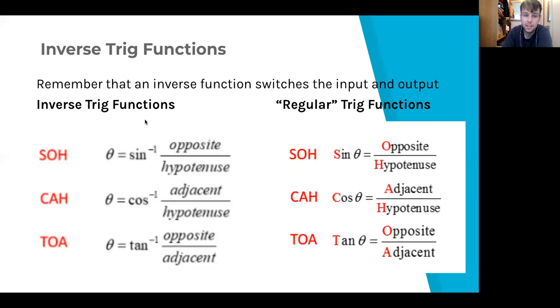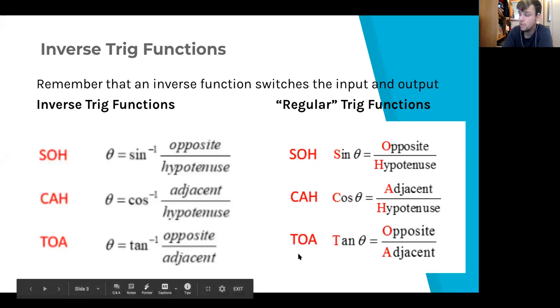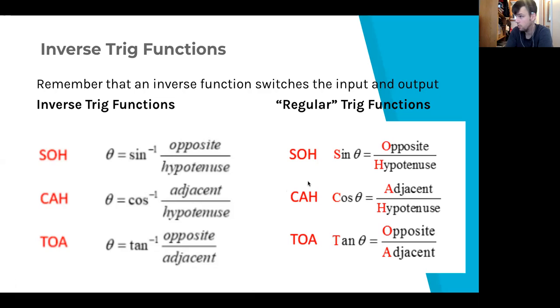Quick reminder here, regular trig functions, that's what we've been using previously. What I mean by regular is just your standard trig function where it takes in an angle and it gives us out a ratio of sides. So, sine takes in an angle measurement and then gives us the ratio of the opposite over hypotenuse.